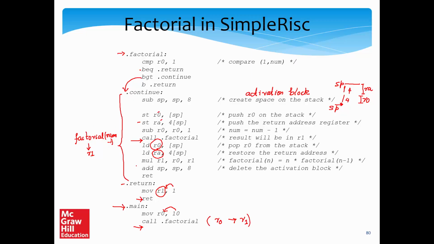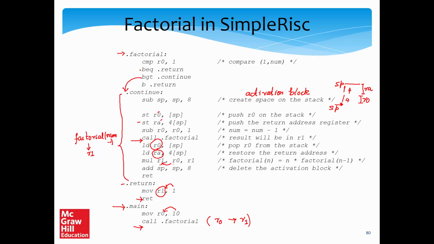Subsequently, we multiply R0 times R1. R0 is basically num and R1 is factorial of num minus 1. So essentially we are computing factorial n is equal to n times factorial n minus 1, and the results are being saved in R1, which we have always wanted to do.